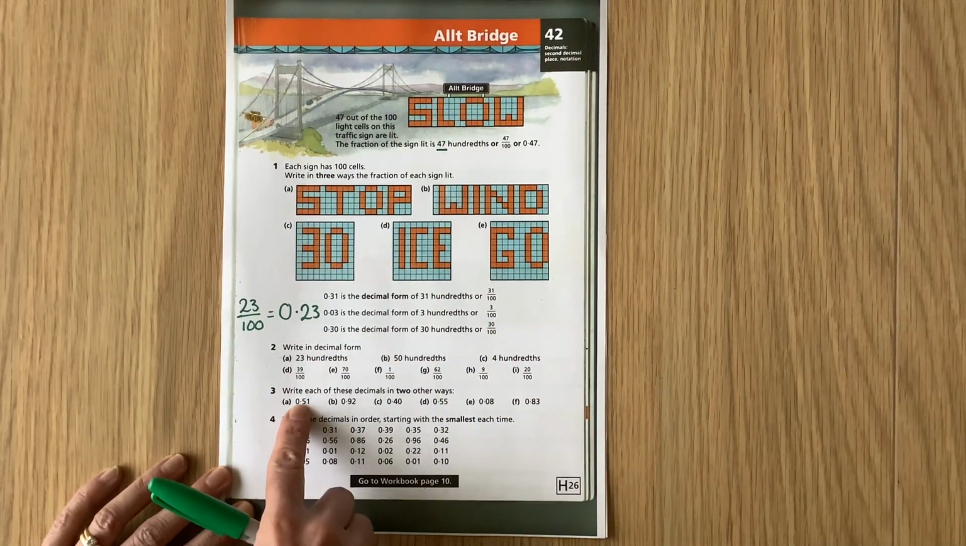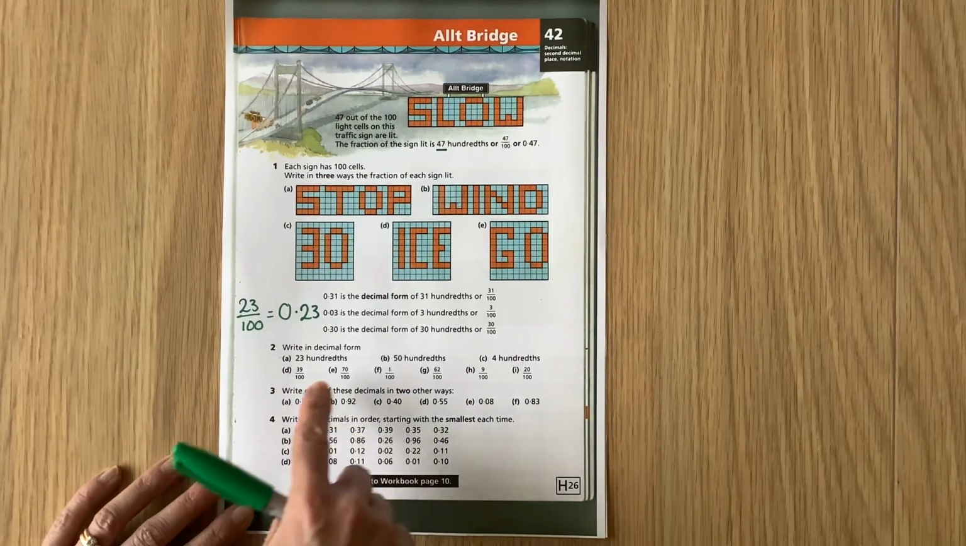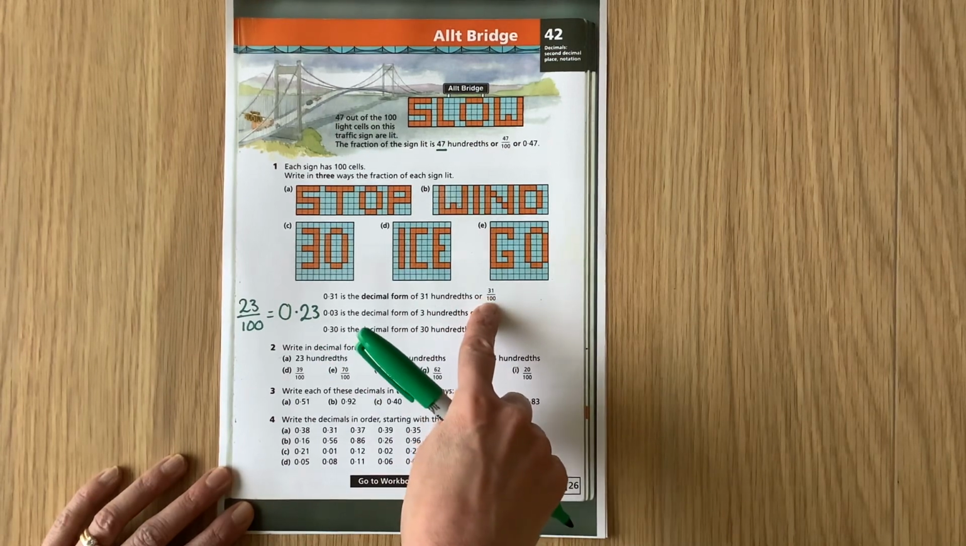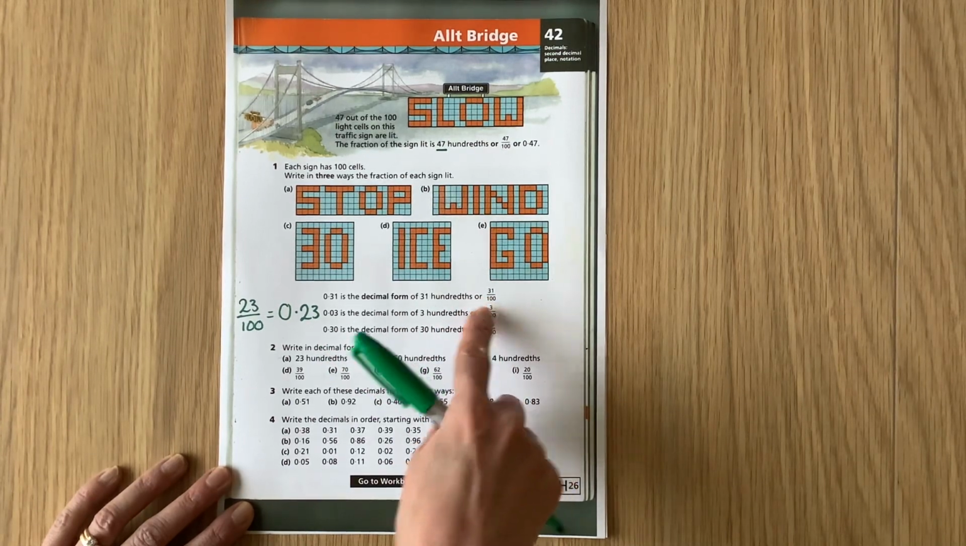In part 3, you're going to take the decimals and try and write them down in two other ways. So you're going to write them down in hundredths with the word hundredths and the number 100 as your denominator.